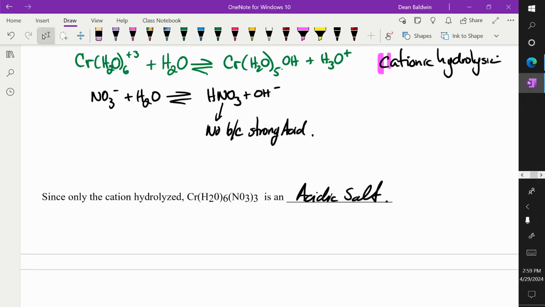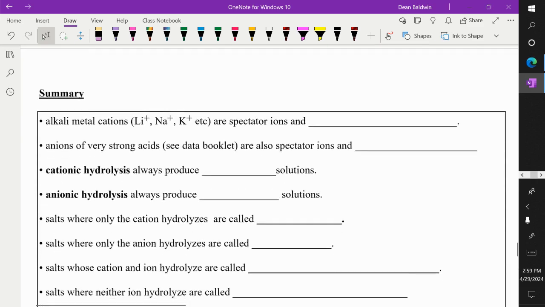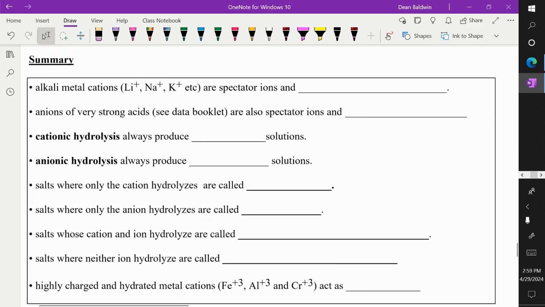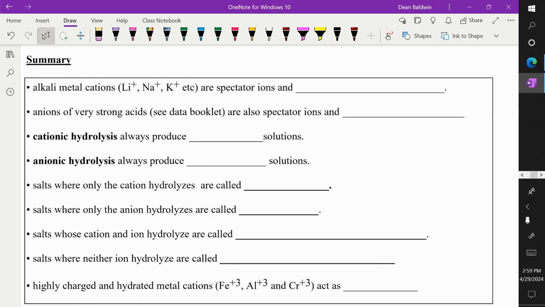All right. So basically, you're just looking at the 2 ions that are in the salt. When they break apart and they hydrolyze, just check to see if they form a strong acid or a strong base, in which case those things will never form and will push back. Okay. We can fill in this summary quickly and then we're done. Alkali metals, do they ever do anything? No, they don't hydrolyze. Anions of very strong acids, so this is the Cl minus, the NO3 minus, are also spectator ions because if you hydrolyze those, you form a strong acid which never sits there. It always dissociates 100%. All right?